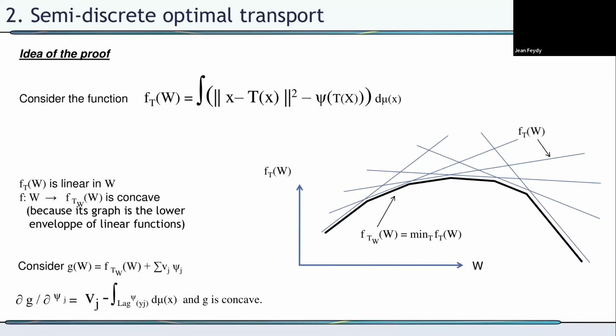There is the envelope theorem that tells you that the gradient of the envelope of a family of linear functions is the slope of the linear function that realizes the envelope, and then you find this expression. So this one is the target volume, and this one is the volume of the cell. So when we maximize the function, the gradient is zero, and this is what you get, this is what you wanted.